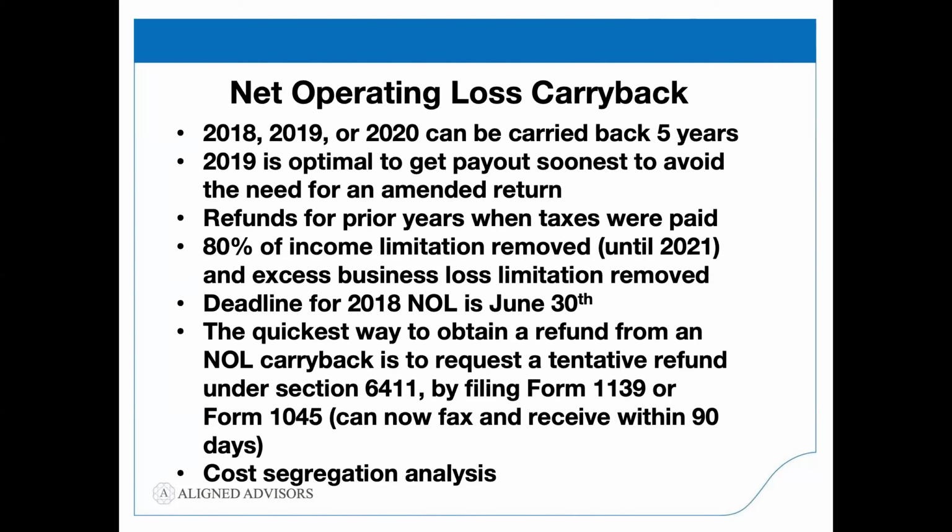Well, in the past, it would be something you could carry forward. But under the new CARES Act, you can actually carry it back up to 5 years. So if you did a cost segregation analysis and showed in 2018 a loss, a net operating loss, or 2019, a big net operating loss, or 2020, you could carry that back 5 years. So this is why that's cool. You can get refunds for prior year's tax returns.